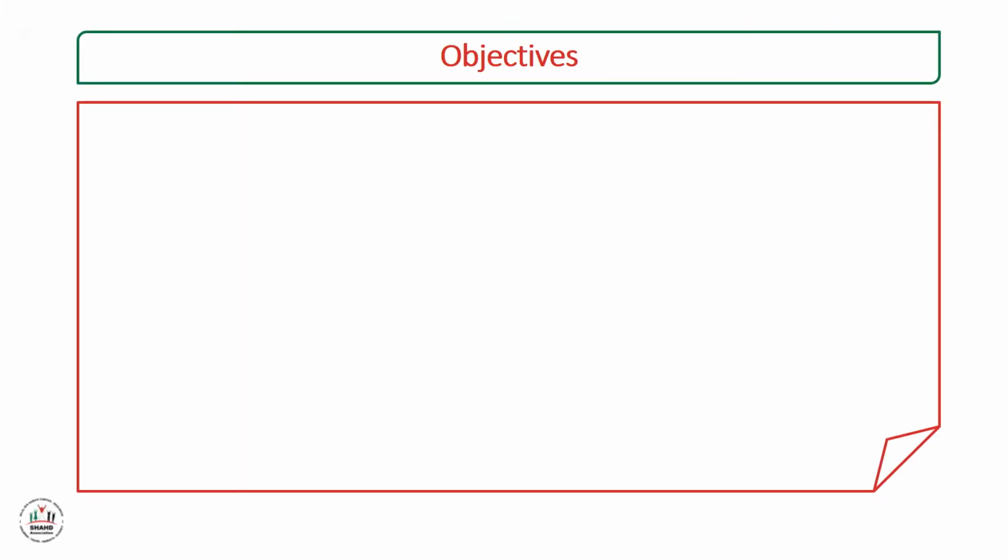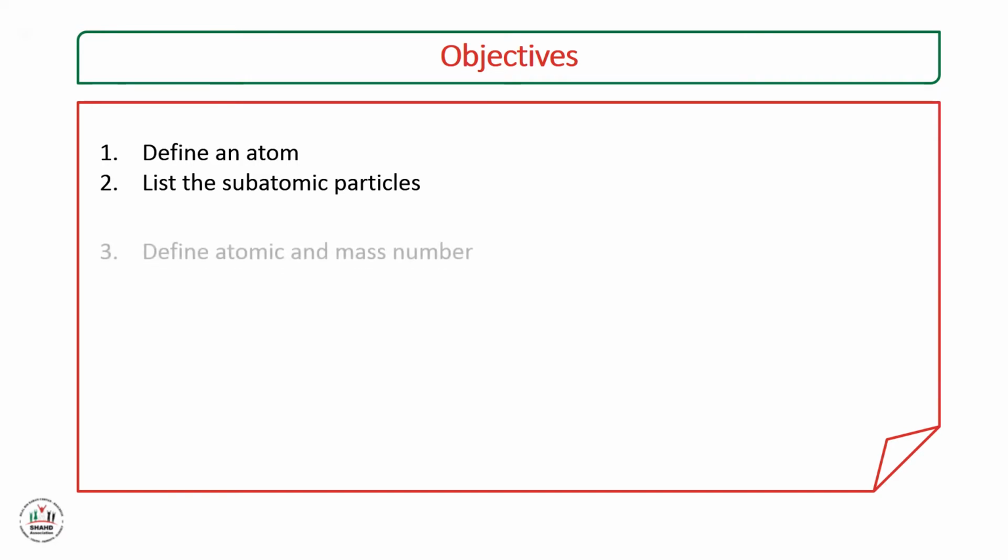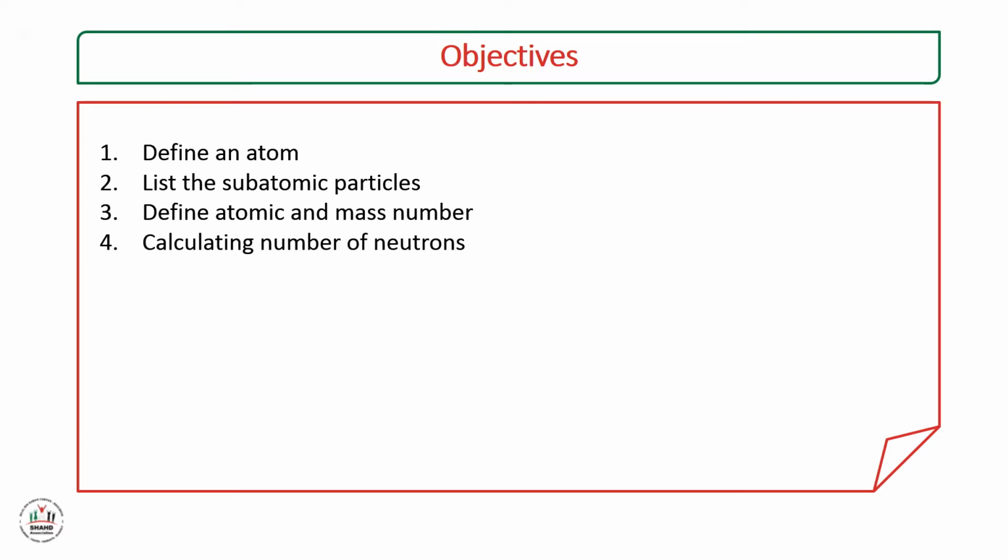Our objectives in this session are: we will define atom. We will list the subatomic particles in each atom. We will define atomic and mass number. We will calculate the number of neutrons. And finally, we will explain how anions and cations are formed.